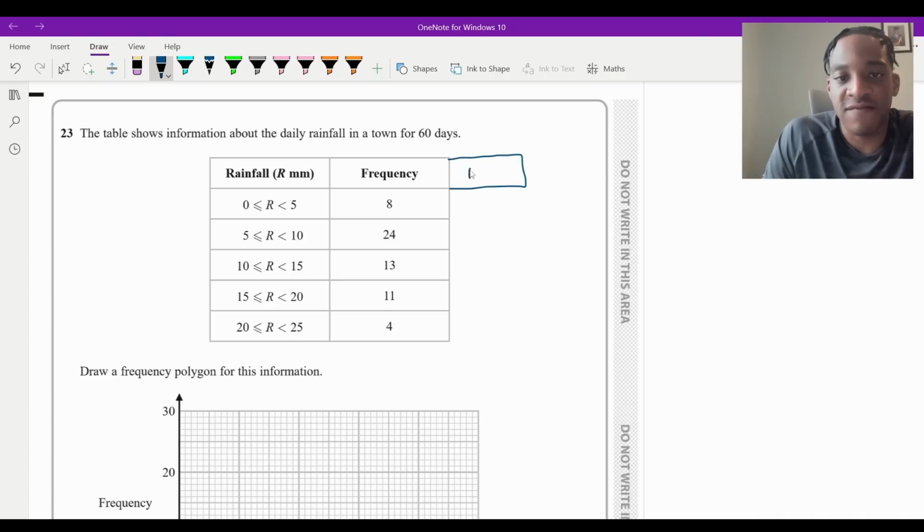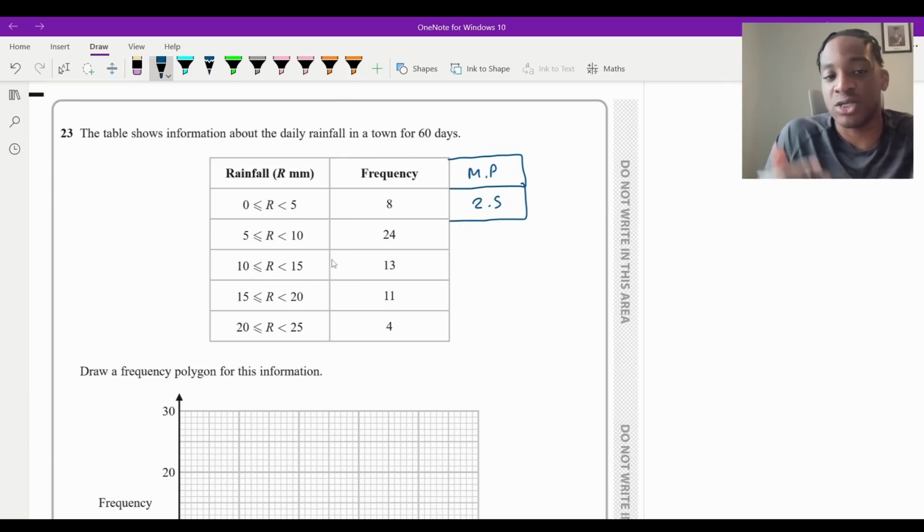And I'm going to call this MP for the midpoint. And this is going to be the midpoint of each of these. And yeah, doing this, we can see quite clearly the midpoint between 0 and 5 is going to be 2.5. But if you can't see it easily, the midpoint between any two numbers is you just add the numbers together and then divide by 2.